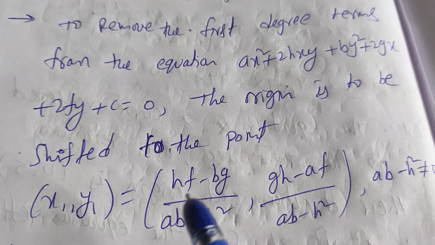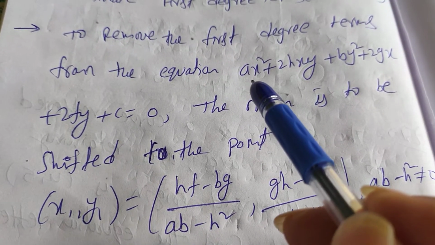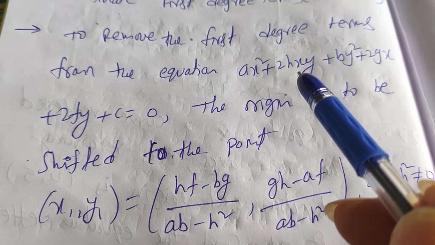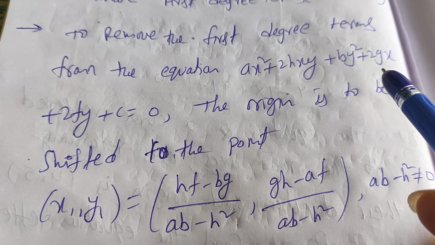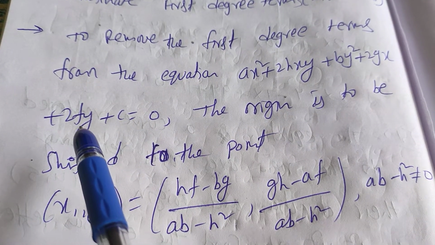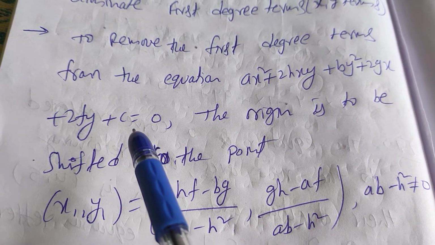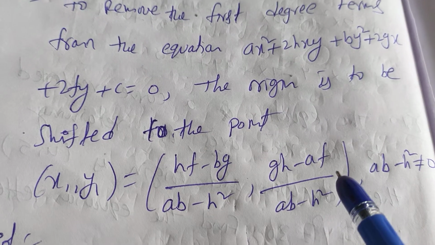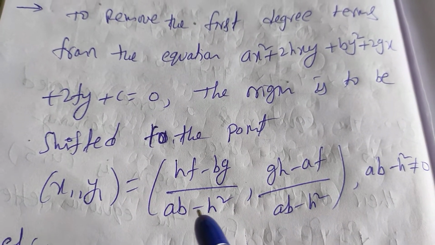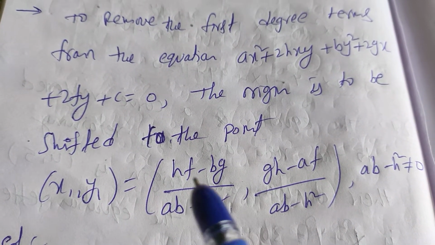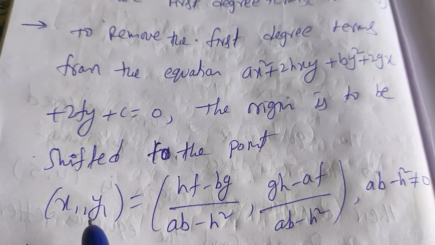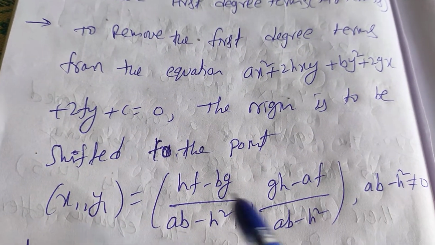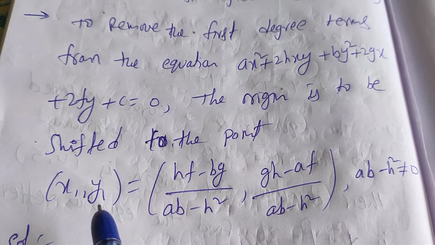Here a is the coefficient of x square, h is half of the coefficient of xy, b is the coefficient of y square, g is half of the coefficient of x, f is half of the coefficient of y, and c is the constant. If you substitute in this, you get the point. The shifted point is generally denoted with h comma k, but already here h is there. For our convenience I am taking x1 comma y1.